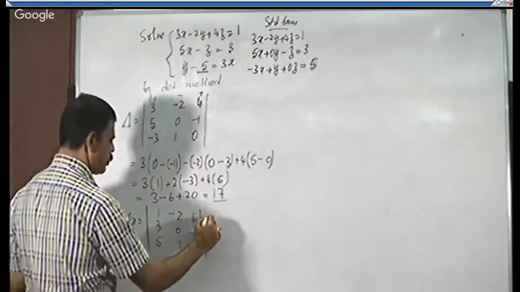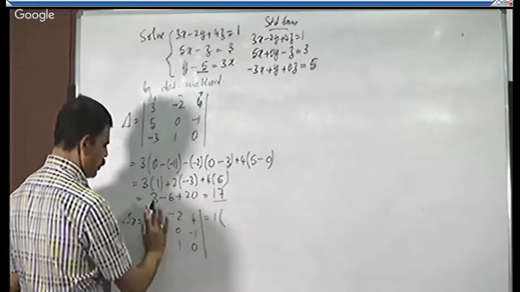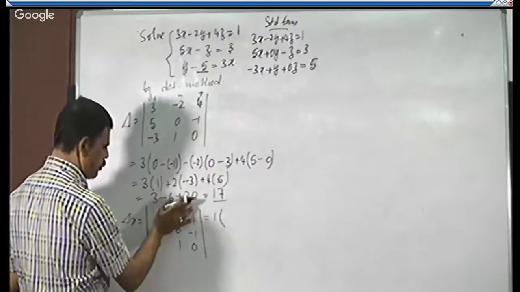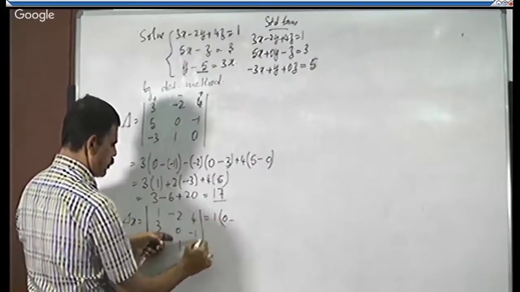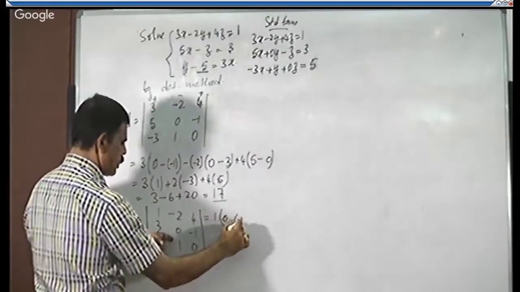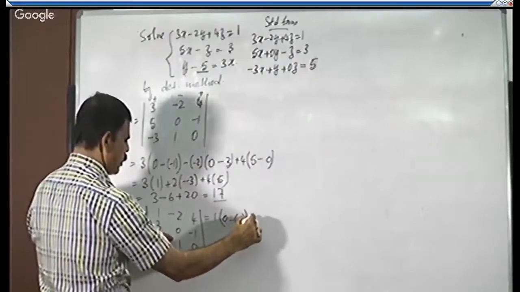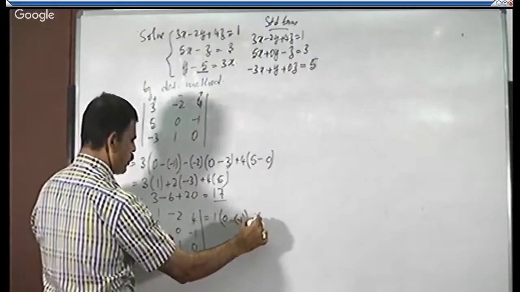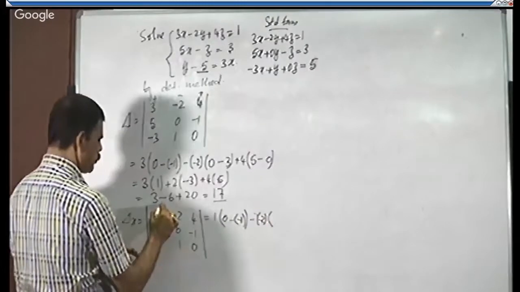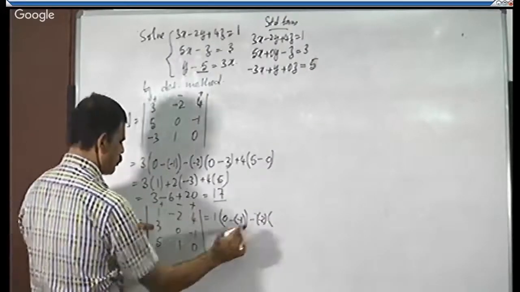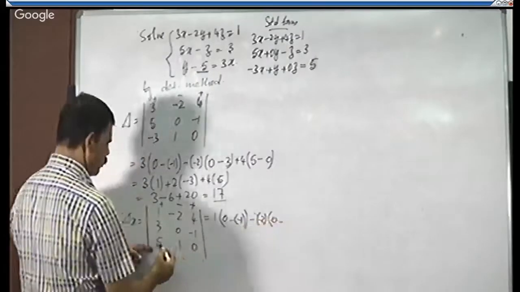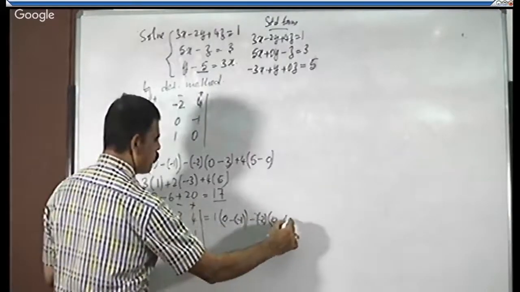Expand it. 1 into, leave the corresponding column and row. Remaining is what? 0. Minus of 1 into minus 1 is minus 1. Minus of minus 2 into plus, minus, plus. Leave the corresponding column and row. 0. Minus of 5 into minus 1 is minus 5.